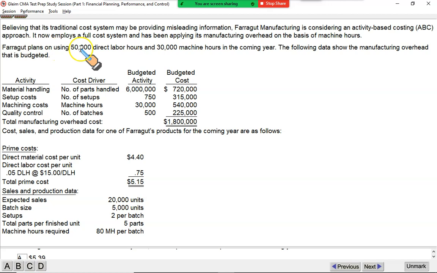Farragut plans on using 50,000 direct labor hours and 30,000 machine hours in the coming year. Remember, manufacturing overhead is applied on a machine hour basis. The following overheads are budgeted: we have material handling estimated cost, setup cost, machining cost, and quality control. 1.8 million is the estimated overhead for the coming period.